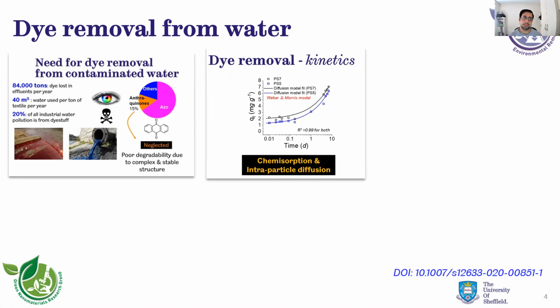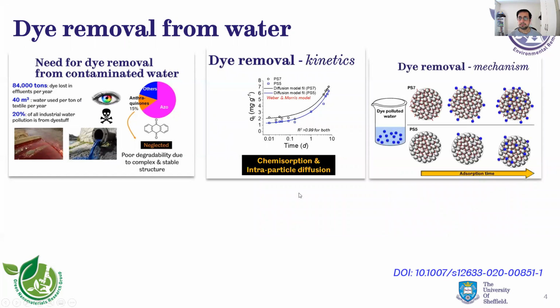And what we can see from this graph is the amount of dye adsorbed as a function of time. And we can see that modeling the kinetics through the Weber and Morris model provides a really nice description of the behavior. In particular, this model also enables the understanding of the mechanisms, which tells us that the adsorption is predominantly governed by chemisorption and it is limited by intra-particle diffusion.